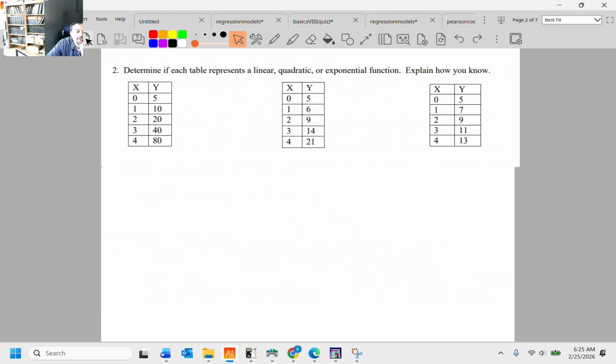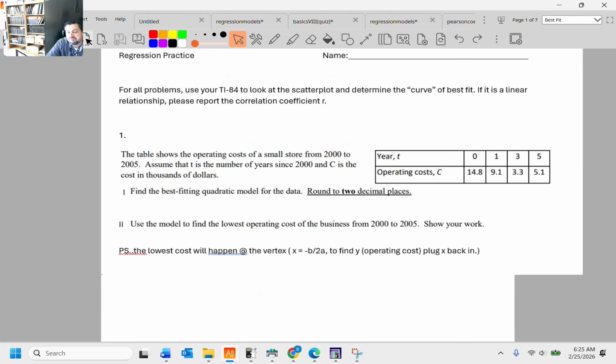The regressions, all sorts of regressions. I'm even going to do the first one for you. The table shows the operating cost of a small store from 2000 to 2005. Assume that T is the number of years since 2000 and C is the cost in thousands of dollars. Find the best fitting quadratic model for the data, rounding to 2 decimal places.